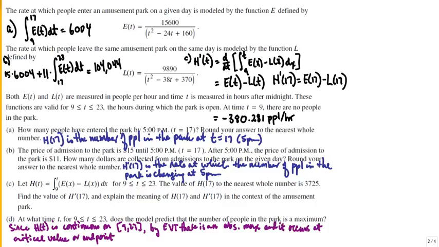So I'm going to make a table. I'll start with my endpoints, which are 9 and 23. Don't start at 0. In this case, it only goes from 9 to 23. And recall that at t equals 9, there are no people in the park. We need to find the number of people in the park at time t equals 23 then.